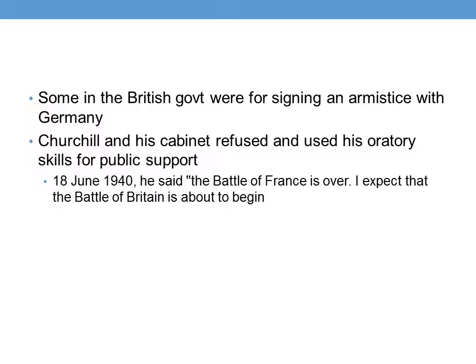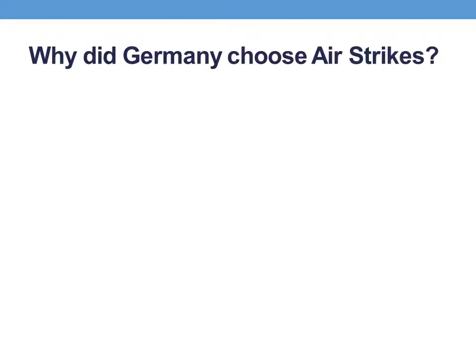And of course we know there's radio and all of this stuff now, so these politicians have almost unprecedented access to the population. As he said in June 1940, "The Battle of France is over. I expect that the Battle of Britain is about to begin." Essentially, he names this battle. Which brings us to, why did Germany choose airstrikes?